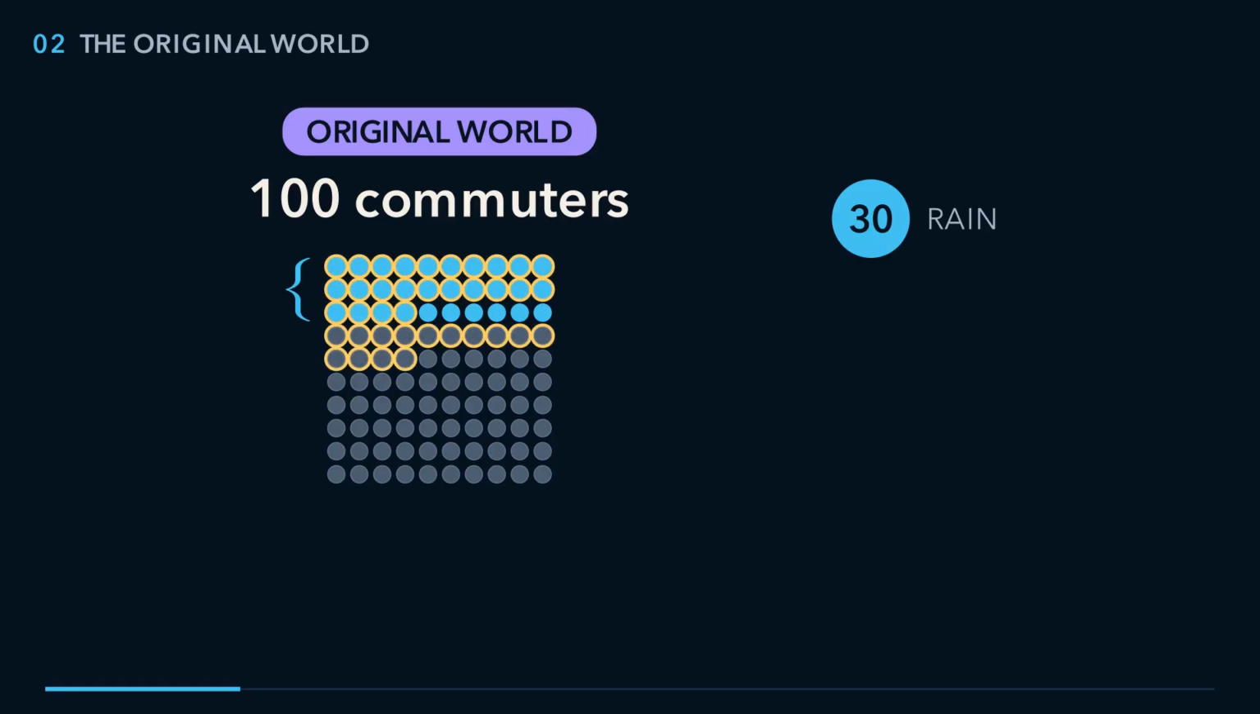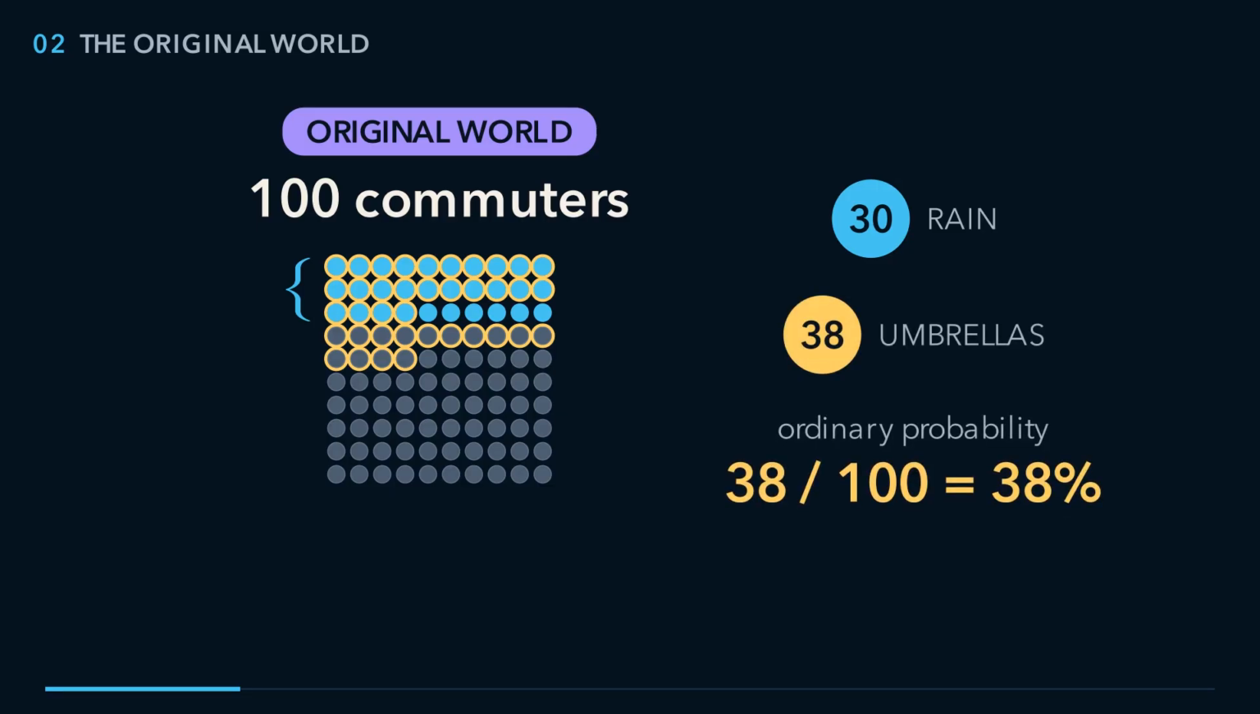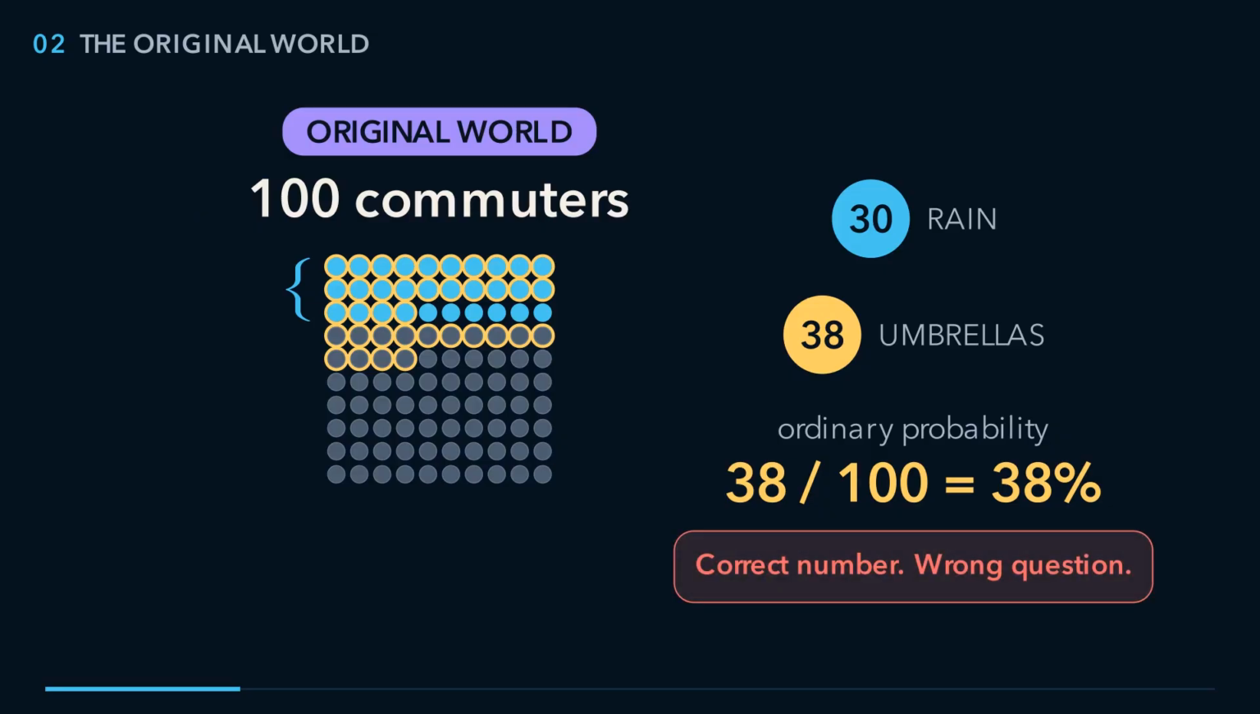Now look for umbrellas. 24 of the rainy day commuters carry one. Another 14 carry umbrellas on dry days. So there are 38 umbrellas in the full group. If we ignored the condition, the ordinary probability of an umbrella would be 38 out of 100. That number is correct for a random commuter, but it answers the wrong question once we hear given rain.